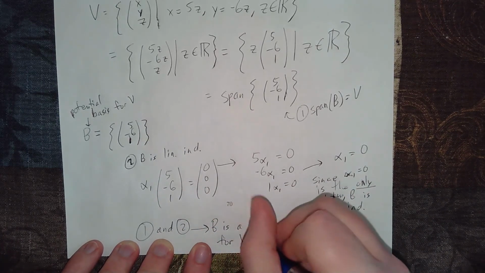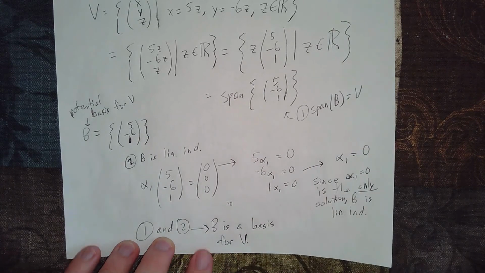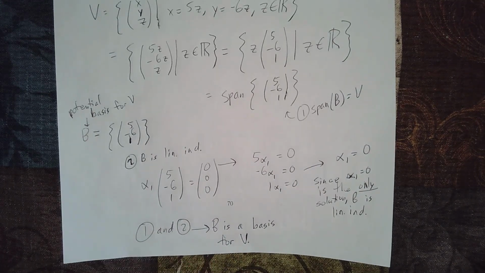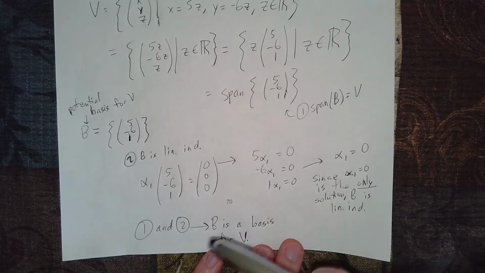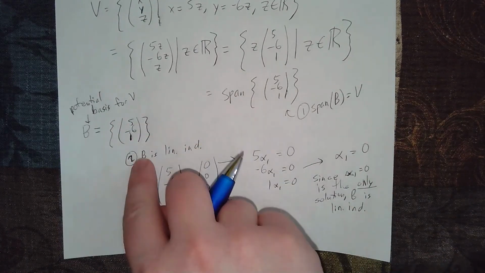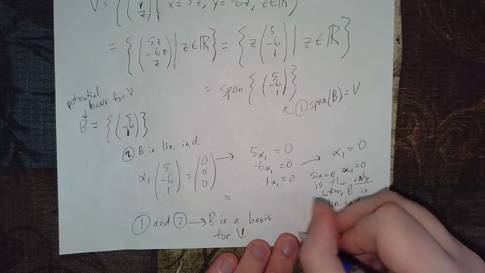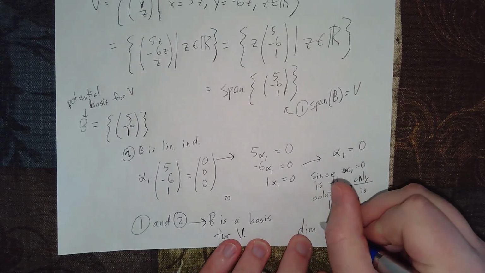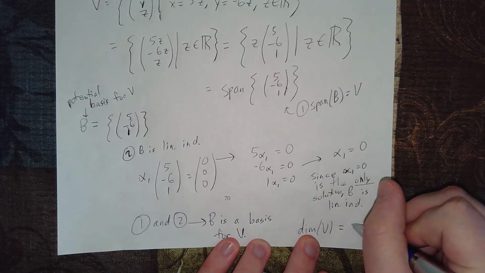Now, our original question was we wanted to know what the dimension of v was, and so since we now have a basis, all we have to do is count how many elements are in that basis. And as you can see, we have only a single element. So then the dimension of v is just 1.